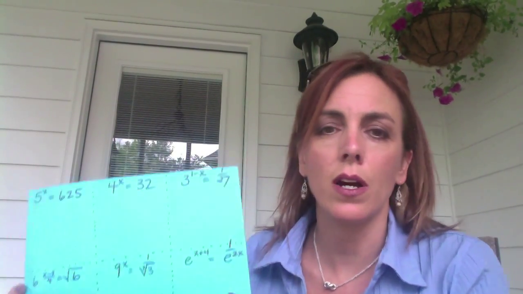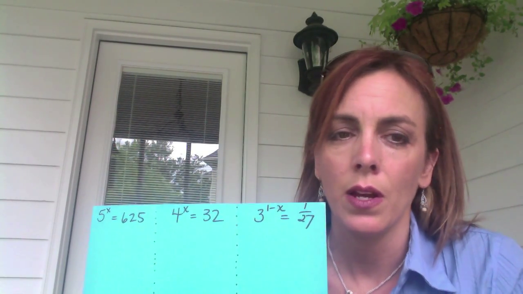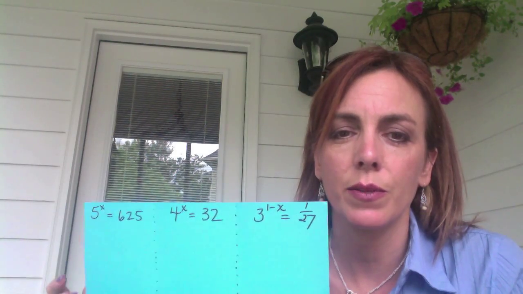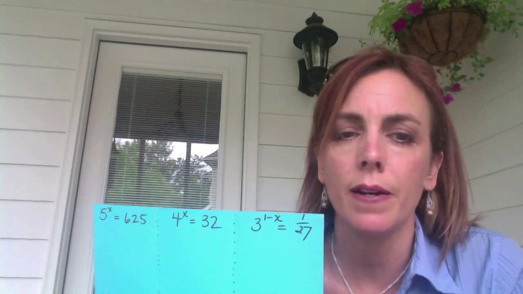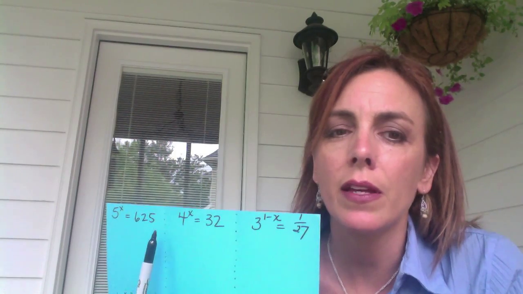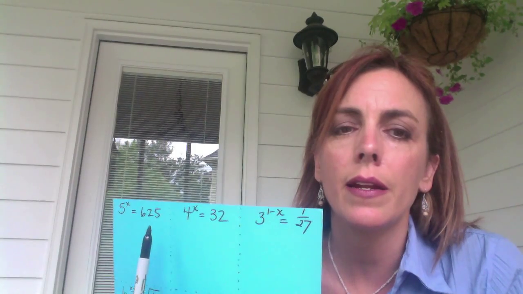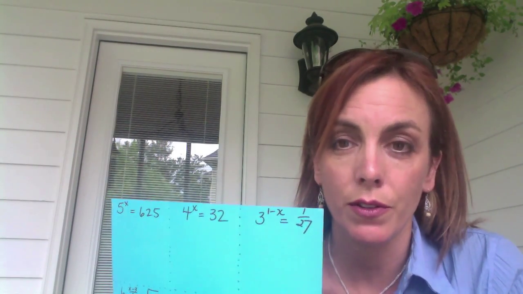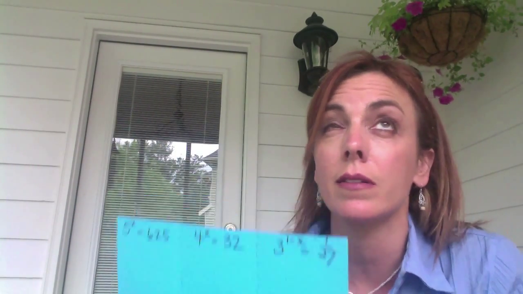We're going to start with this example: 5 raised to the x is equal to 625. We're going to look at both sides of that equation and see if we can write both sides with the same base. So the first thing you're going to look at is, can the larger number be written as a power of the smaller number? If you know your powers of 5, you know that this is easily done, because 625 is actually 5 raised to the, let's see, 5, 25, 125, 625, or 5 to the 4th.